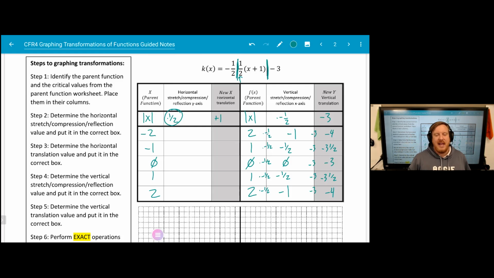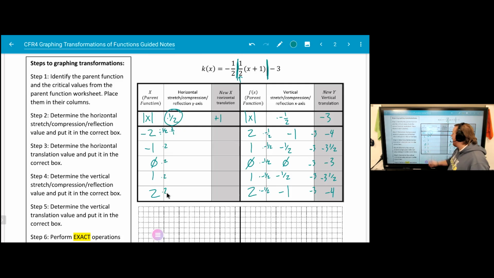Just like x plus 1, we know that's 1 unit left, right? So we're going to do the opposite thing. I'm going to divide by half. When you divide by a fraction, you flip the fraction and multiply. You invert and multiply. So in reality, I'm multiplying by 2 over 1, which is just 2.